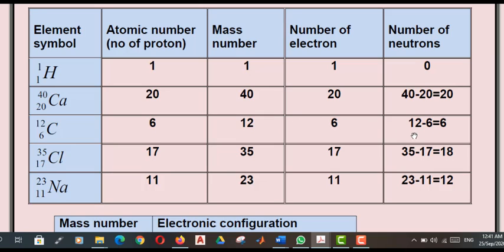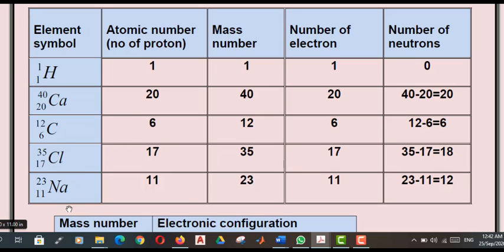What about the number of neutrons? We subtract 12 minus 6 equal 6. Example number 4, we have chlorine 17,35. The atomic number equal 17, the mass number equal 35, the number of electrons equal the number of protons equal the atomic number equal 17. What about the number of neutrons? 35 minus 17 equal 18 neutrons.